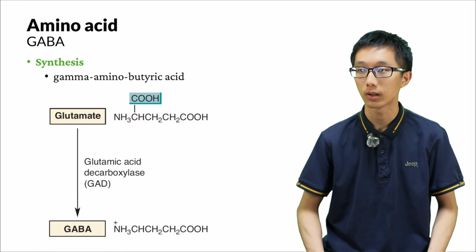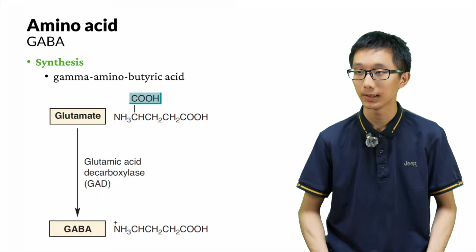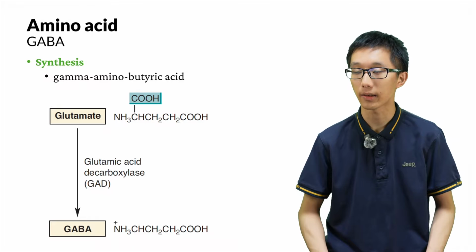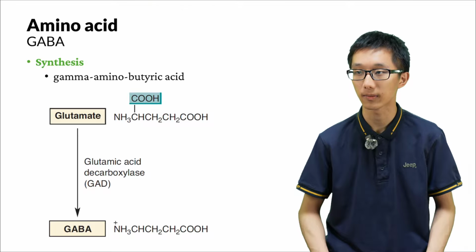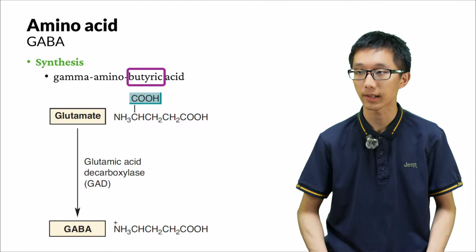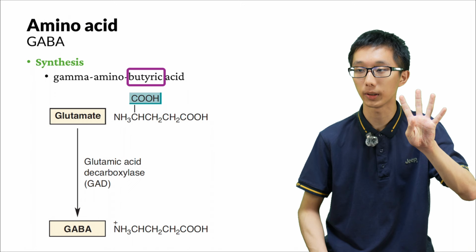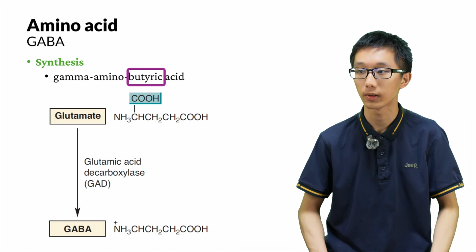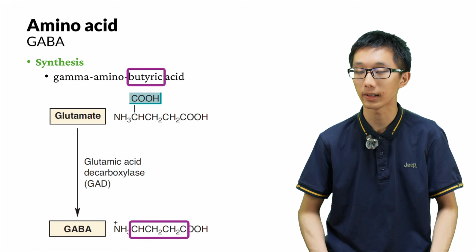GABA stands for gamma-aminobutyric acid. This is its one-step synthesis pathway. Let's try to decompose its very long name. Acid means that there is a carboxyl group at the end. Butyric means that there are 4 carbon atoms in this molecule. These are the 4 carbon atoms. Amino means that there is an amine group as well. And finally, gamma, as we have mentioned earlier, is the numbering of the atoms.